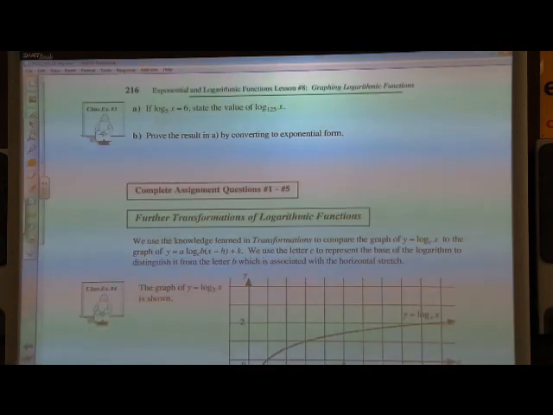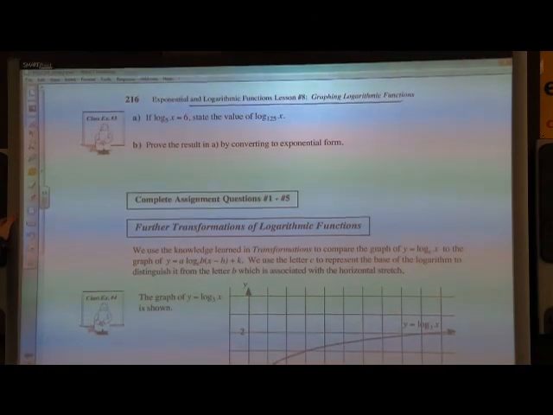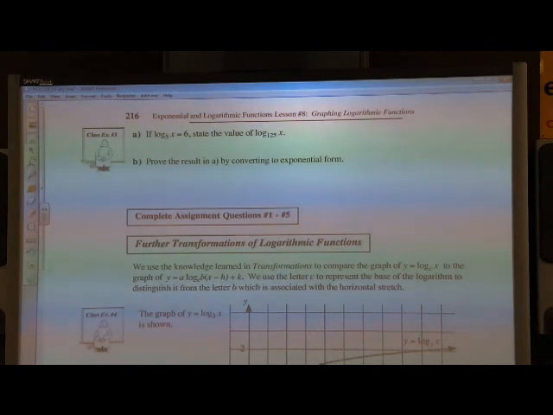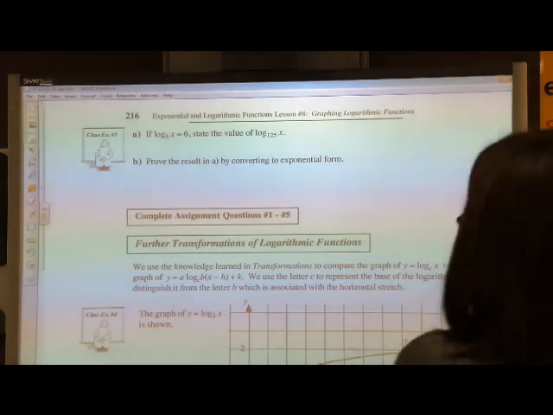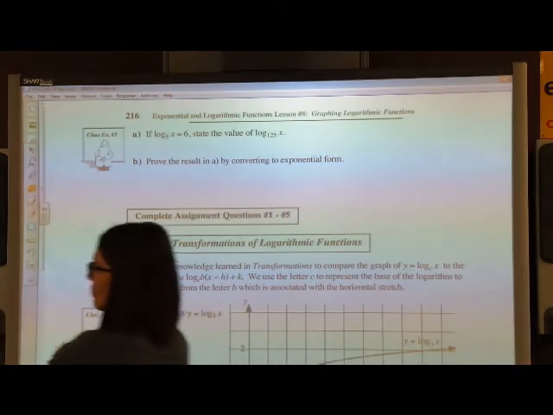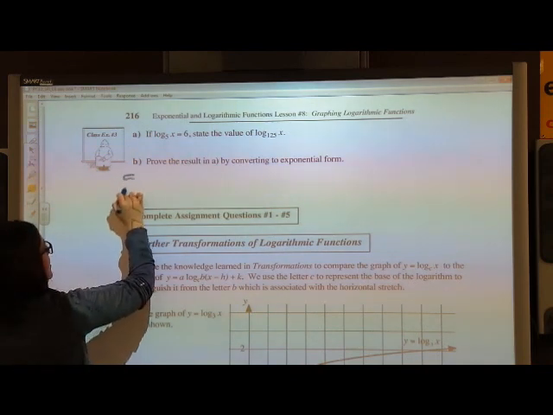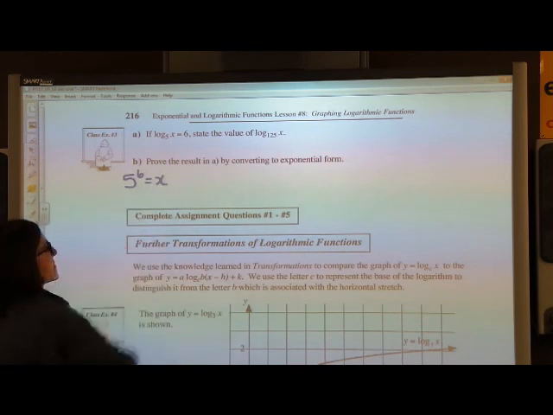So if log base 5 of x is equal to 6, what is log base 125 of x? There's two ways that I can solve this question. The first way that I can solve this question is actually in part B. I could convert this to exponents, which you might actually find easier. 5 to the power of 6 equals x.